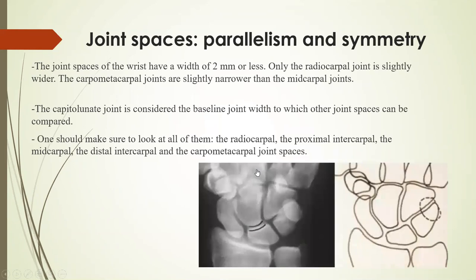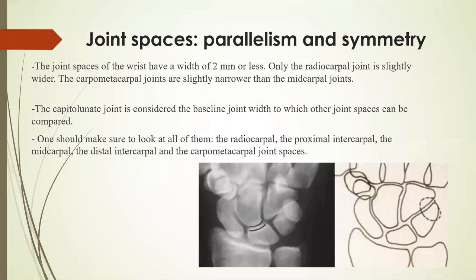Joint spaces, parallelism, and symmetry. The joint spaces of the wrist have a width of 2 mm or less. Only the radiocarpal joint is slightly wider. The carpometacarpal joints are slightly narrower than the midcarpal joints. The capitolunate joint, here we have this joint between the capitate and lunate, is considered the baseline joint width to which other joint spaces can be compared.